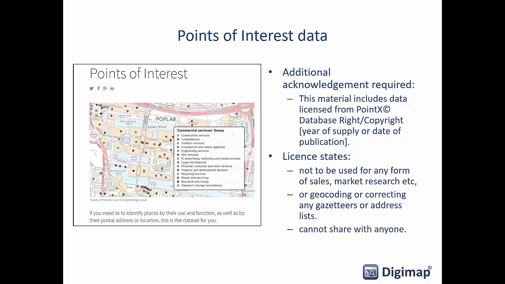As I said earlier, Points of Interest data is a slightly unusual data set in the grouping here. There are additional acknowledgements required that this material includes data licensed from PointX. The license states that you can't use this for any form of sales or market research or geocoding or correcting gazetteers or address lists, and you can't share it with anyone. As I said earlier, this is to do with the third-party rights in it and what OS is allowed to sub-license effectively.